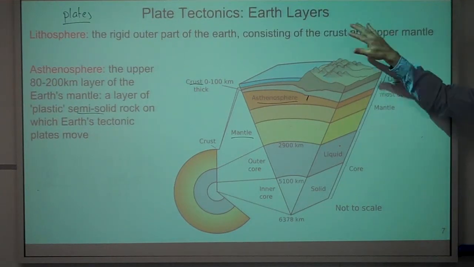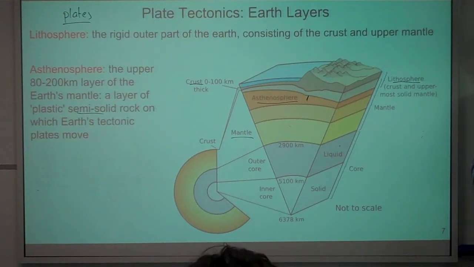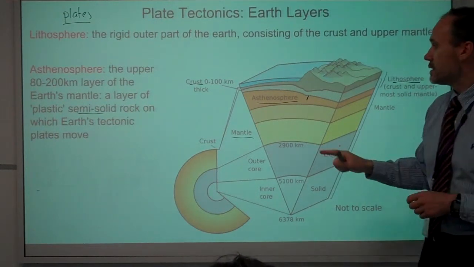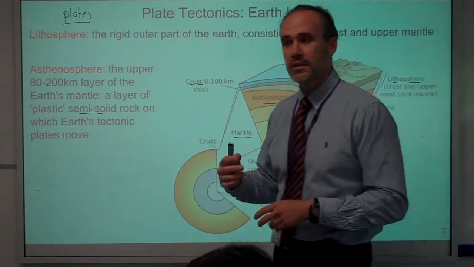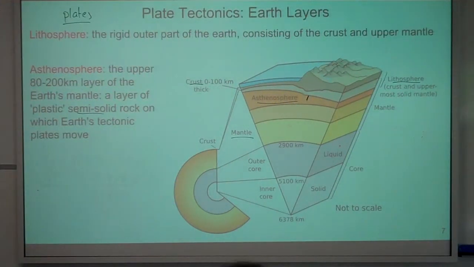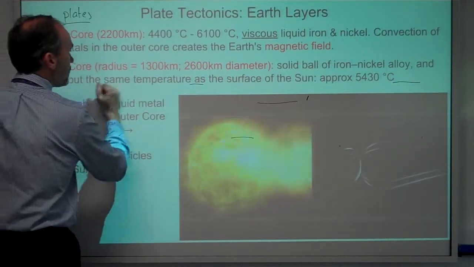So that's what plates are made out of, lithosphere, and the asthenosphere is what they move on top of. And it's in the mantle, it's the convection currents that are moving them. Now, why do we get convection currents? Not a literal question. It's because of what's happening in the outer core and the inner core.